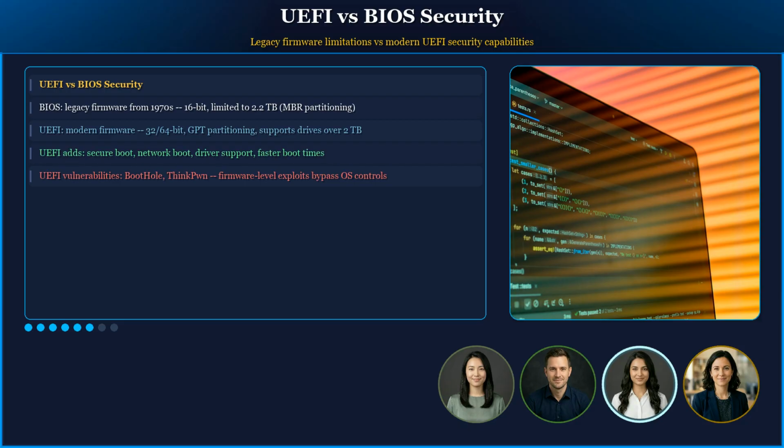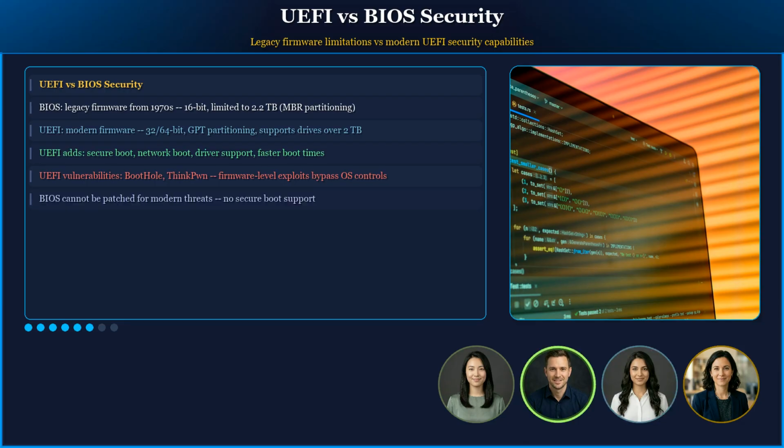The firmware update process itself must be protected. UEFI firmware updates should be cryptographically signed by the vendor. If an attacker can flash unsigned firmware, they own the system at a level below the operating system too, and that persistence is extremely difficult to detect or remove.